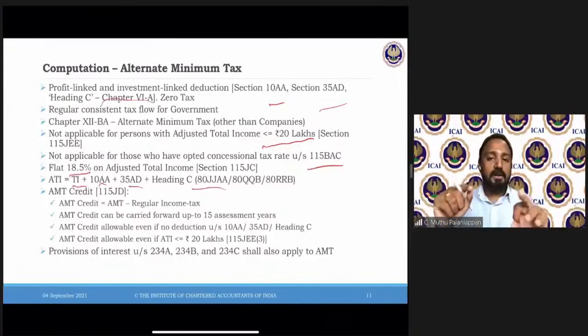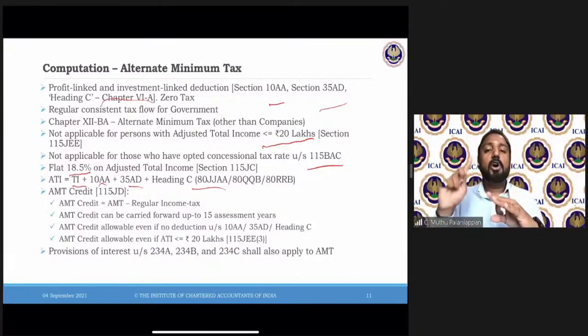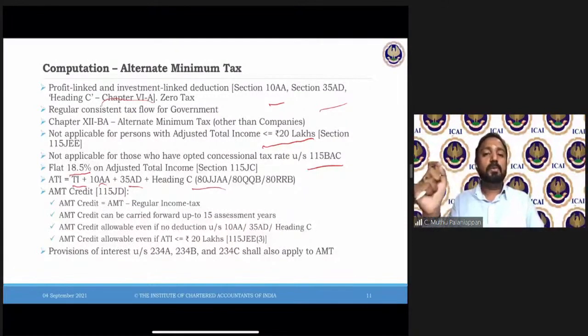As far as your intermediate exam goes, there are only 3 sections that are covered in your heading C. We have already discussed this here, only 3 sections. Any other section is not relevant. The 3 sections are 80JJAA, which is your employee cost, and 80QQB and 80RRB, which are related to royalty on patents, authors and other royalties. So in your question, if there are deductions under these sections, 80JJAA, 80QQB, 80RRB, or 35AD, or section 10AA, then the provision of alternate minimum tax is applicable if your total income is more than 20 lakhs.